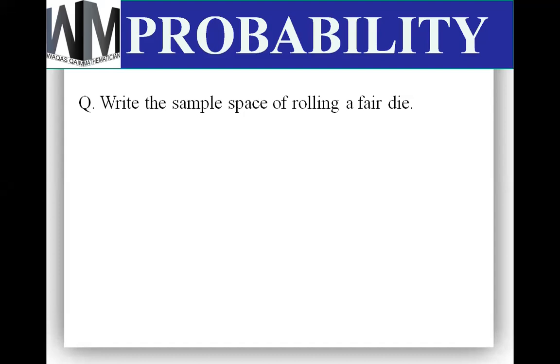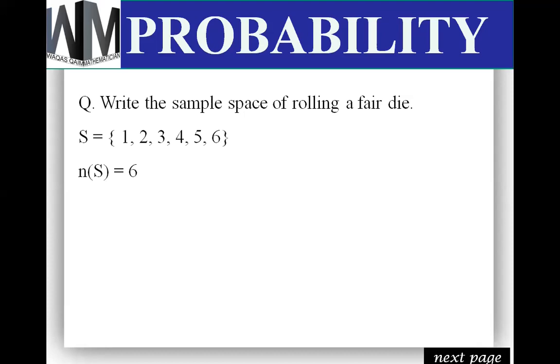Okay, so when we roll a six-sided fair die, the possibilities could be either one, two, three, four, five, or six. So these are the sample space. This is the sample space in rolling a fair die, and the number of sample space is six.